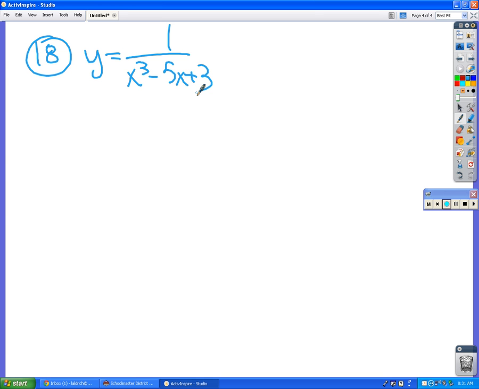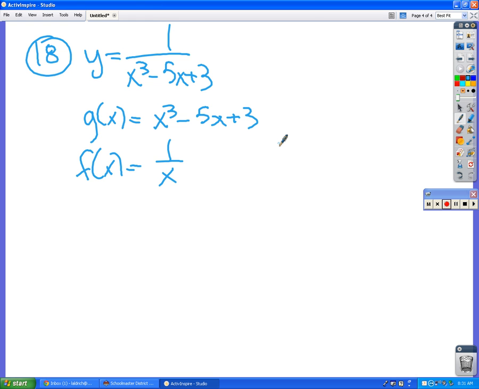Okay, so 18. 1 over x is the outside function. And then the thing that they put into that is x cubed minus 5x plus 3.